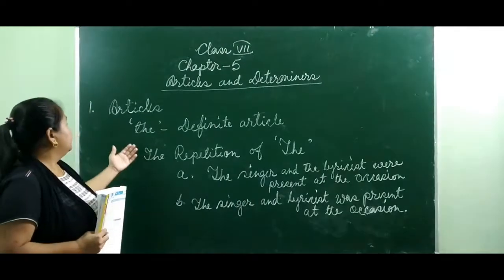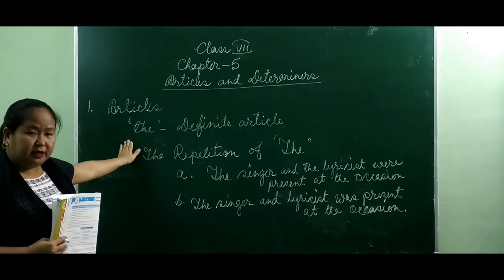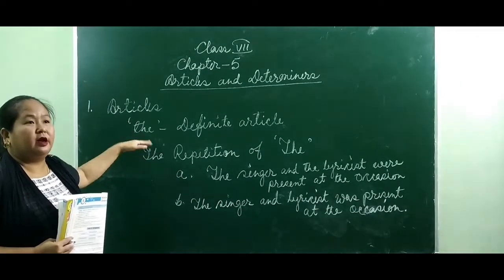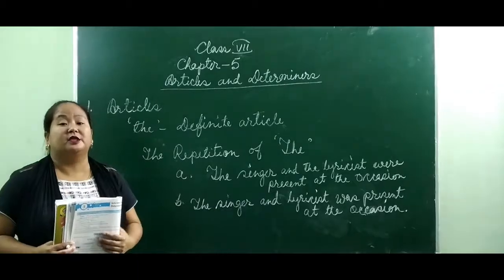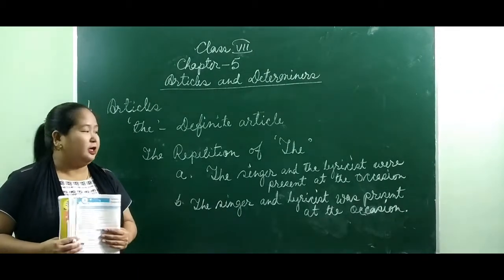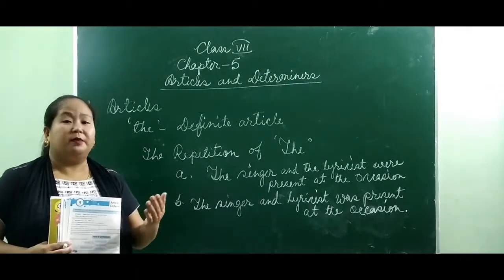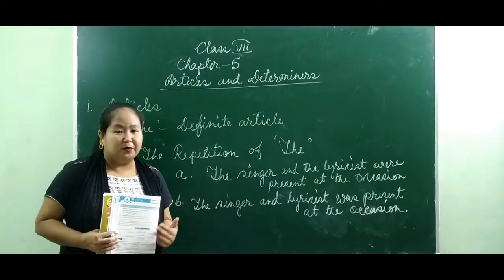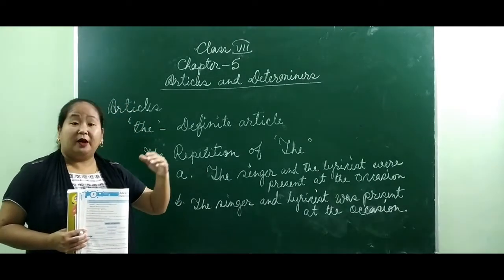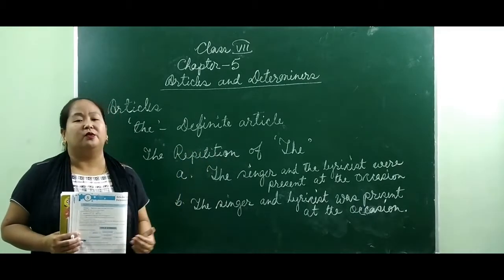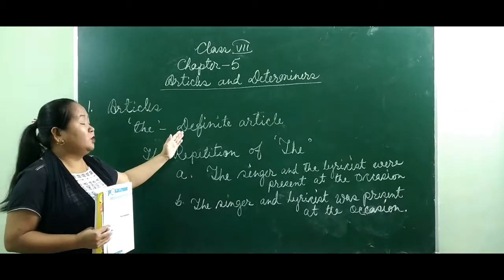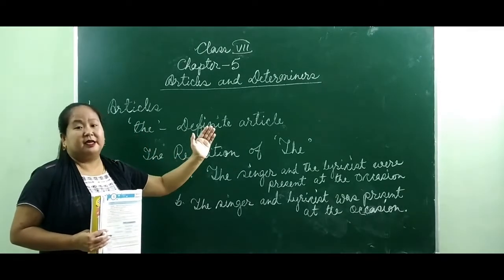Okay, now article the. The is called the definite article, and we use the article the when we refer to a particular person or thing. For example, if I ask you, give me the book which you bought yesterday. Now you cannot give me any book, right? You have to give me the particular book that you bought yesterday. So article the is used when you want to particularize something.